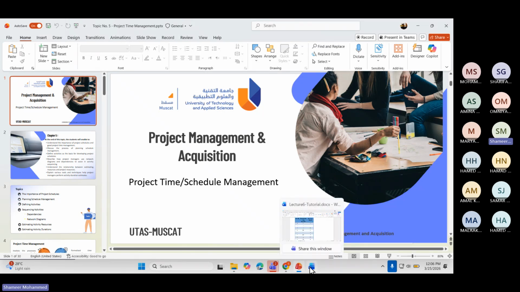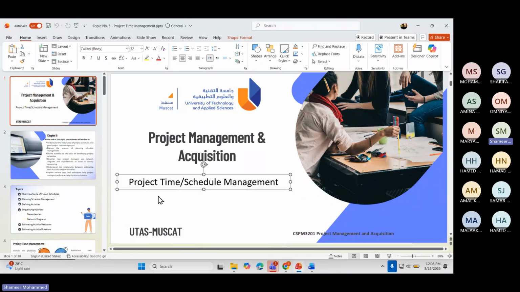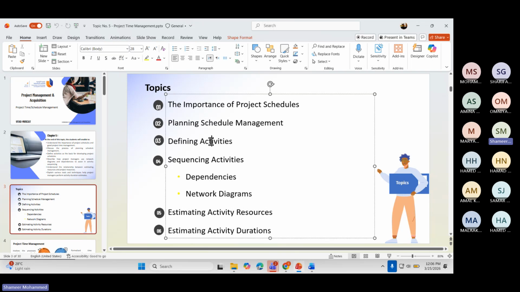Last class, I gave you an exercise and I made you solve the problems in this Lecture 5, that is project time management or schedule management. So we have learned in this one how to plan the schedule of the project, then how to define the activities, after that sequence the activities, that is, with the help of a network diagram and dependencies.